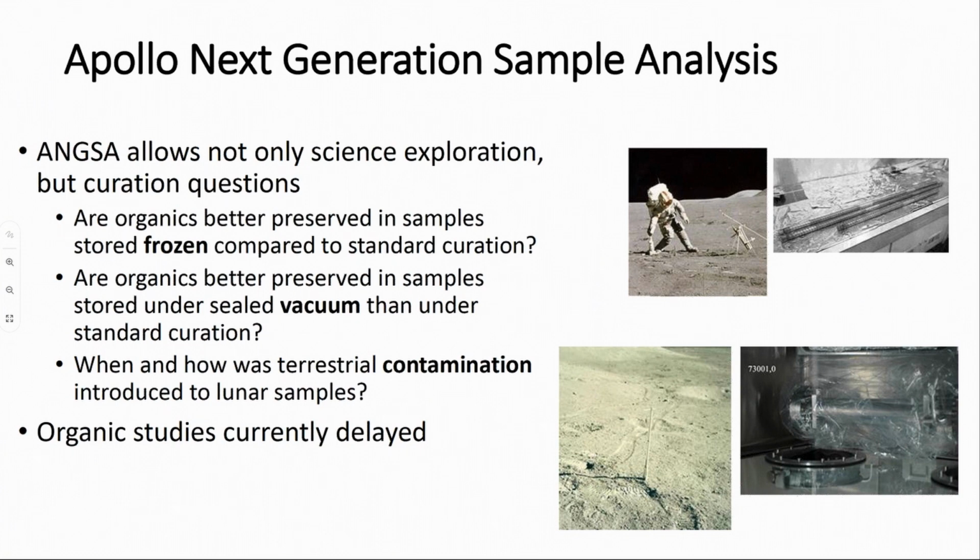Also, in looking at these samples that have been curated under these special conditions for the long term, we can look at signatures of contamination and try to understand how and when terrestrial contamination may have been introduced. So we're hoping that studying these samples may answer not only science questions we have, but give us information about curation practices that are specifically beneficial or harmful for organic analyses. Unfortunately, with the pandemic, these studies are currently delayed, but we hope that within the next year we'll be able to address some of these questions. Next slide, please.